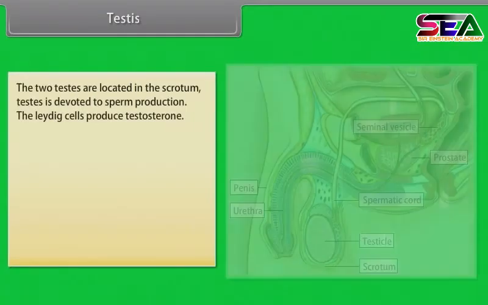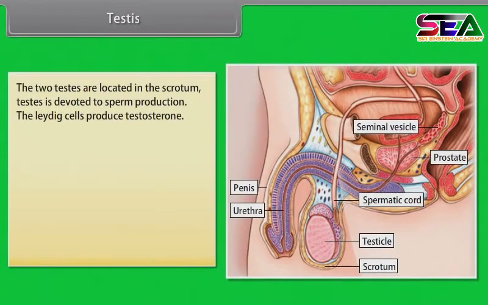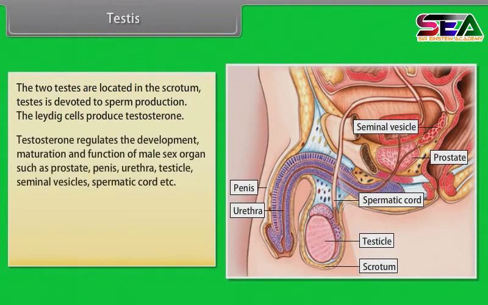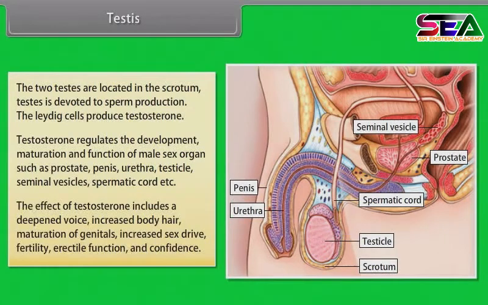Testes. The two testes are located in the scrotum. The testes are devoted to sperm production. The Leydig cells produce testosterone. Testosterone regulates the development, maturation, and function of male sex organs such as the prostate, penis, urethra, testicle, seminal vesicles, spermatic cord, etc. The effects of testosterone include a deepened voice, increased body hair, maturation of genitals, increased sex drive, fertility, erectile function, and confidence.